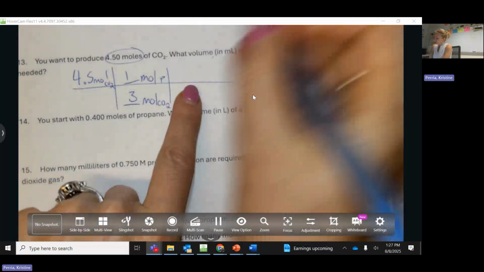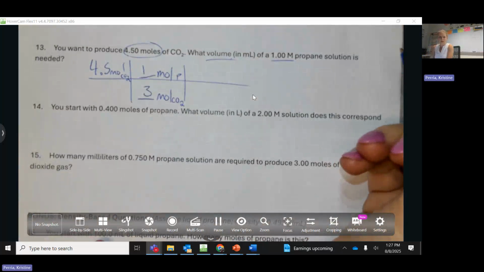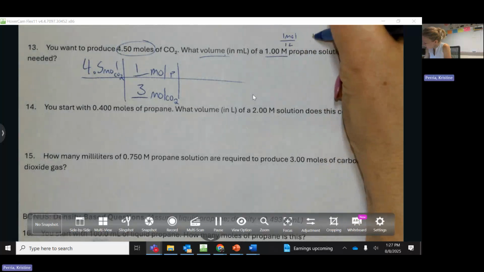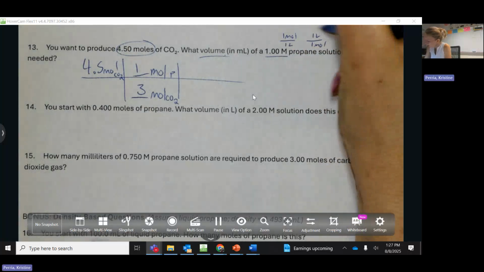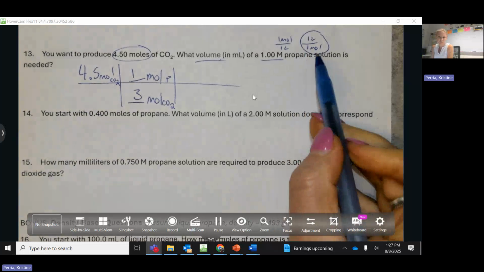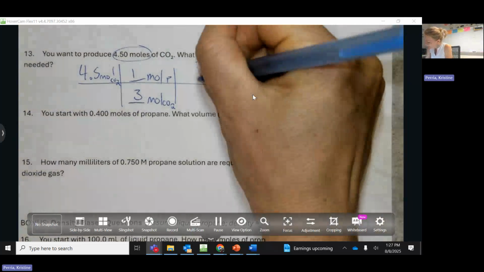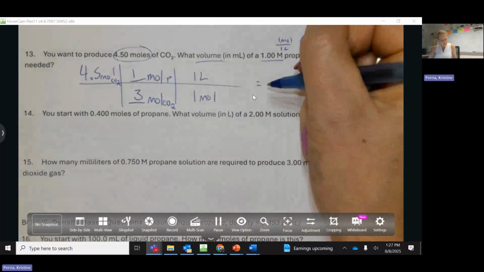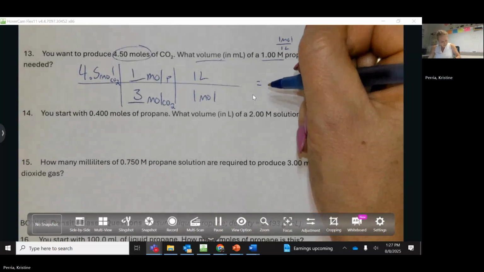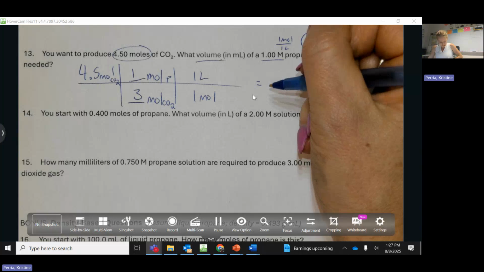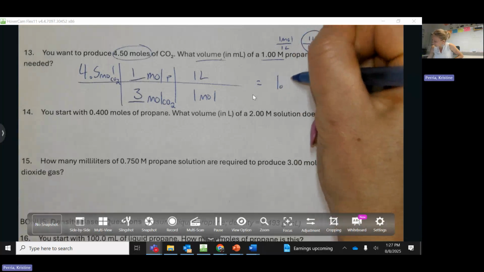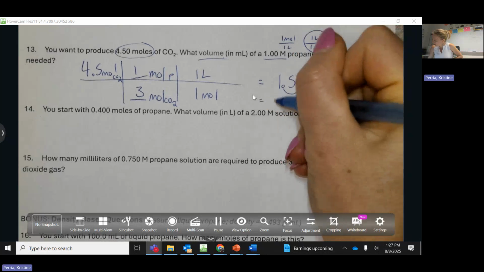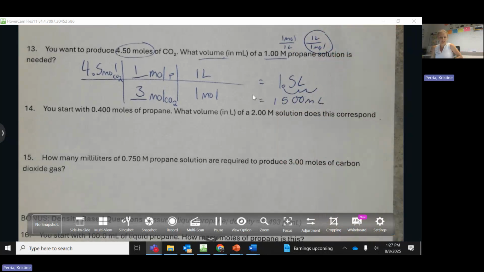And then I just need to go to my volume using my molarity of 1. So this is going to be 1 mole per 1 liter or 1 liter per 1 mole. So we want to use this one, right? It wouldn't really matter because it's just 1 over 1. But anyway, we want the mole at the bottom. So 1 liter per 1 mole, and then you'll be good to go. So if you divide that up for number 13, you would get 1.5 liters. And if you convert that to milliliters, 1, 2, 3, that would equal 1,500 milliliters.